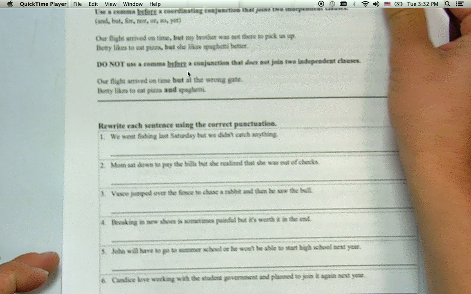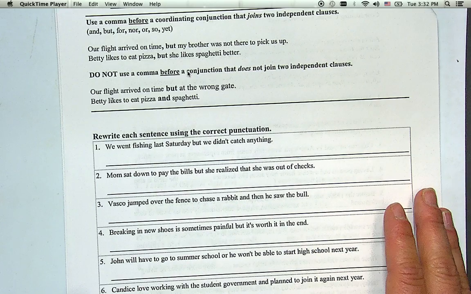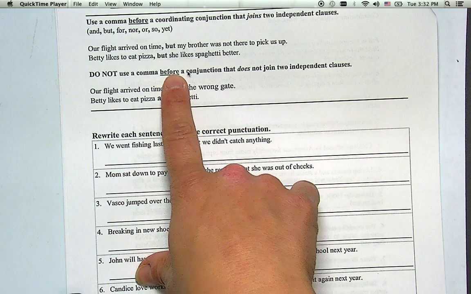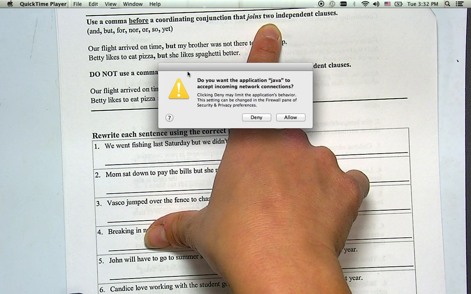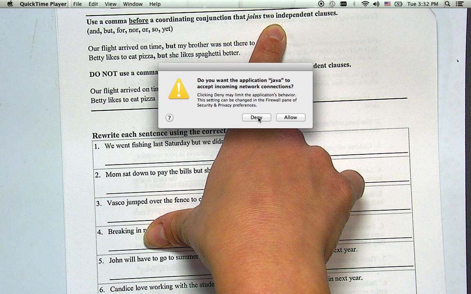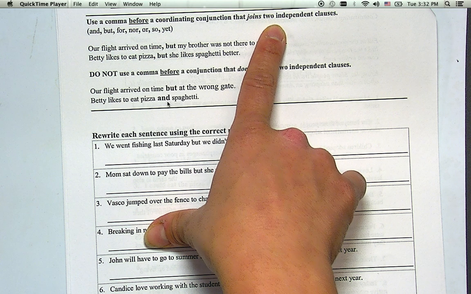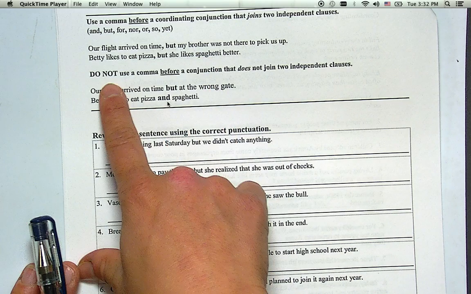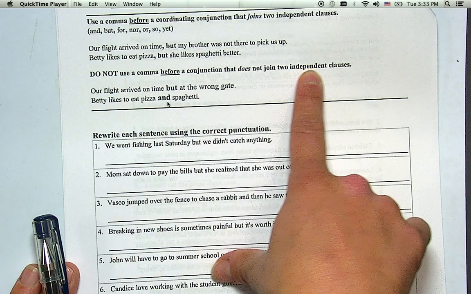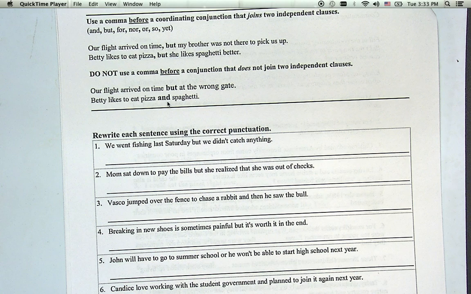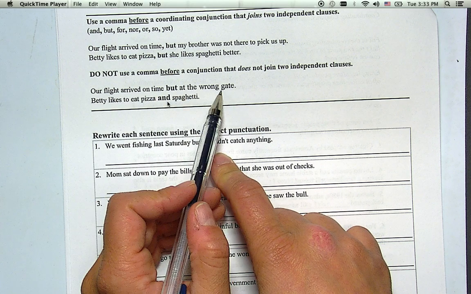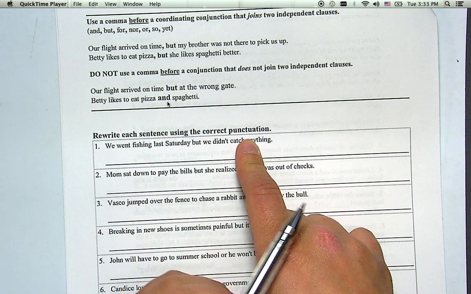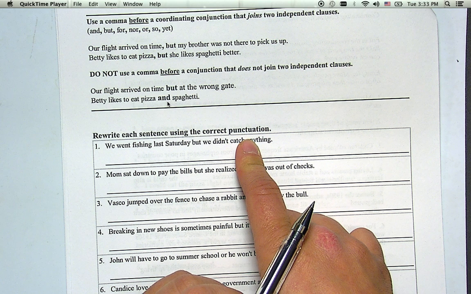All right. And then the last page says, use a comma before a coordinating conjunction that joins two independent clauses. Do not use a comma before a conjunction that does not join two independent clauses. So this one gives us an example of times when we do not use a comma. We can say at the wrong gate, but at the wrong gate. This is not a subject-verb situation, so we do not use a comma.